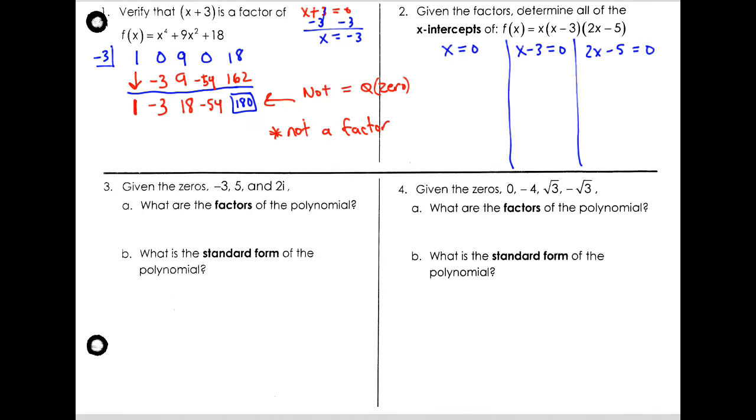x is equal to 0. Clearly, it's already solved for x, so there's one x-intercept. Let's look at the next one. Let's get that 3 off of there. x is equal to 3. And then over here, we'll solve for the last one. We have a positive 5 there. Whatever you do on one side has to be done on the other. That cancels out. Gives you 2x is equal to a positive 5. In order to get this off of here, the opposite of multiplication is division. Divide that by 2, divide that by 2. x is equal to 5 over 2.